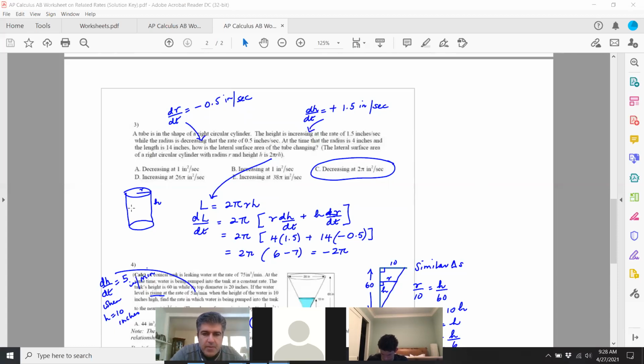You have a snapshot, obviously, when R is 4, and you have the rates for both dH over dt and dr over dt, trying to solve for the lateral surface area. That's 2 pi RH. They give it to you right there. So do a product rule. I'm not sure how R and H would be related exactly, unlike a cone where you do similar triangles. So you just do product rule and plug in the rates, and you should get C for that one. So, questions about those related rates problems?